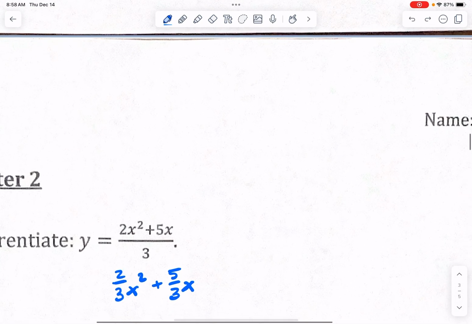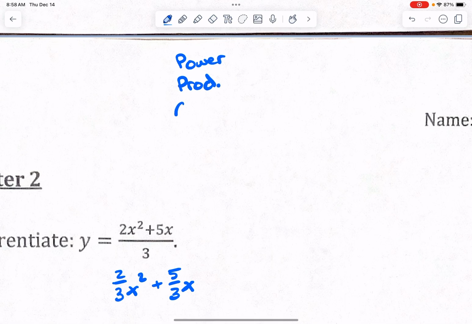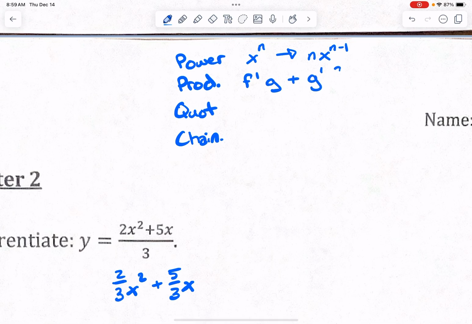I'm going to write up here, we have the power rule, we have the product rule, we have the quotient rule, and we have the chain rule. Okay, so the power rule, like x to the nth power, if I'm taking the derivative of that, is n x to the n minus 1. Okay, that's just kind of the general one. That's the basic one. That one you should know. The product rule, f prime g plus g prime f, and then whatever your f and g are. Quotient rule, f prime g minus g prime f all over g squared.